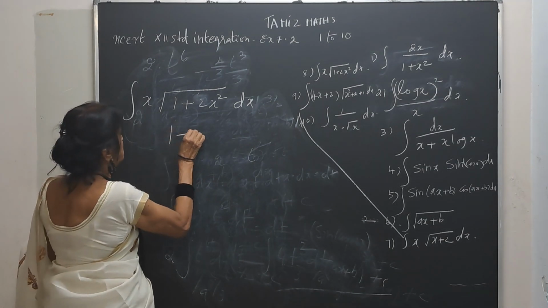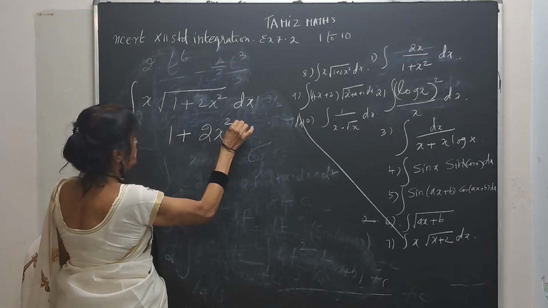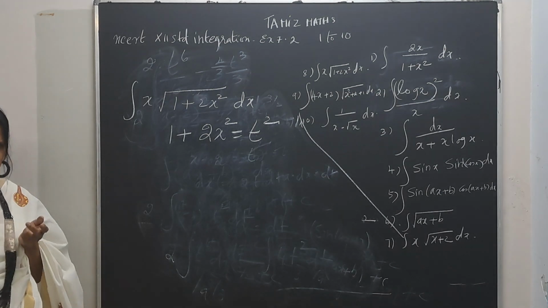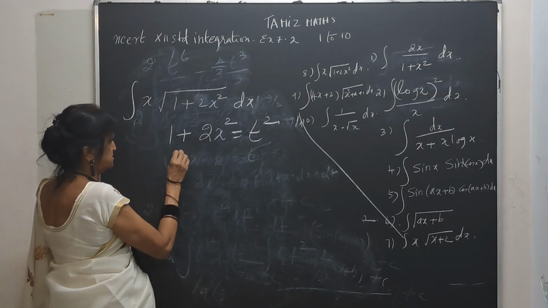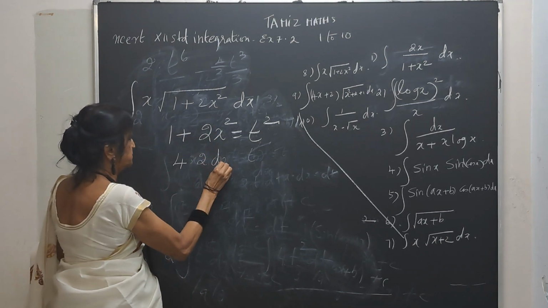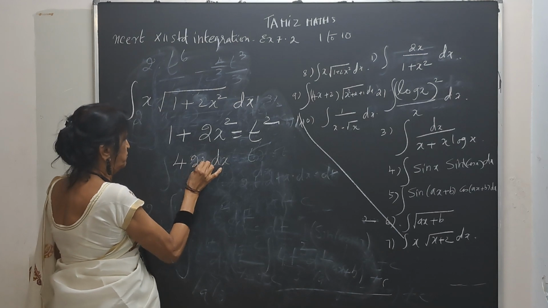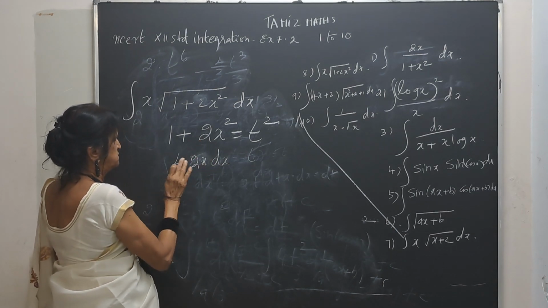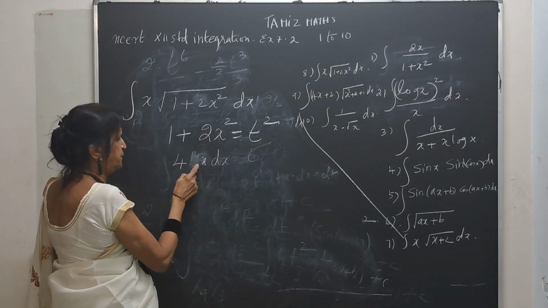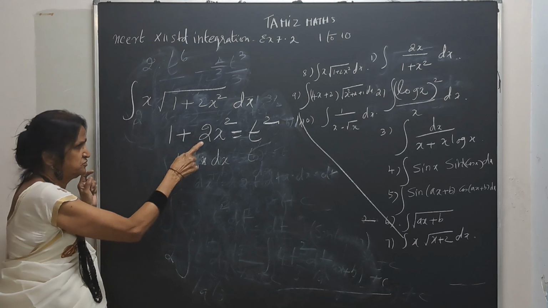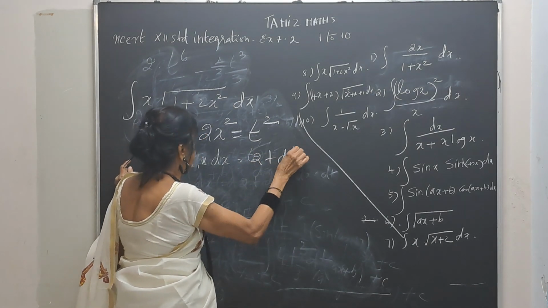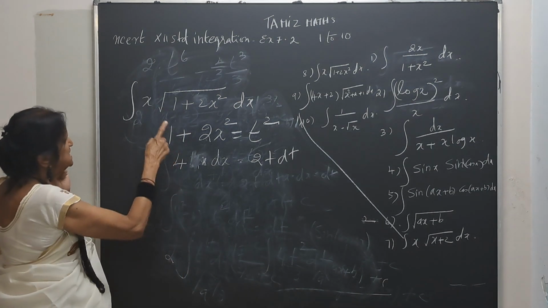Put 1 plus 2x square is t square. If you ask me, can I put t? Yes, put, it will work. So differentiate both sides, 4 into 2x dx. So with that 2 and this, it will become 4x dx. This is 2t dt.